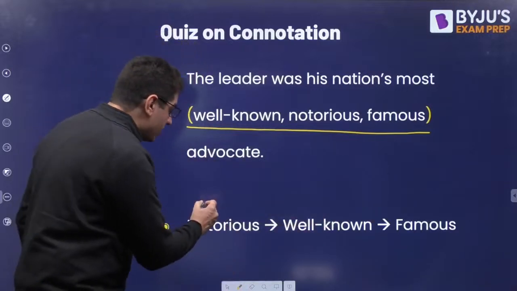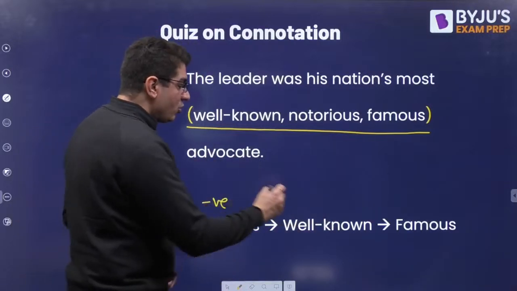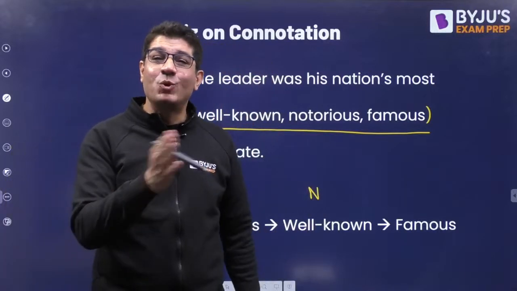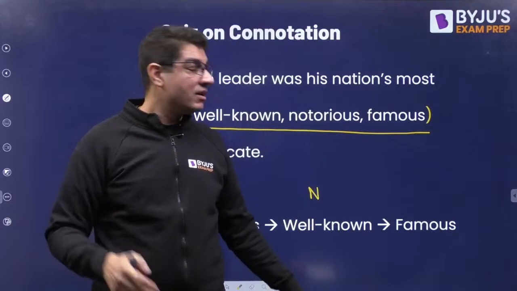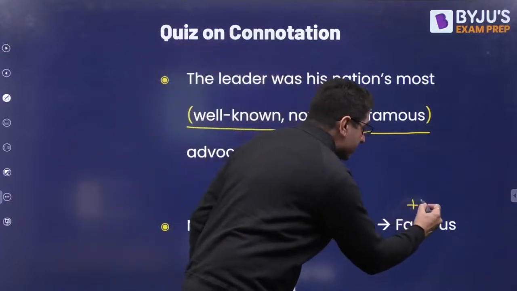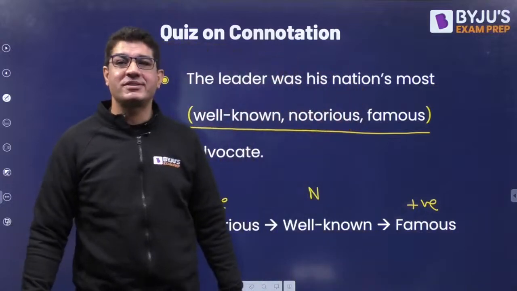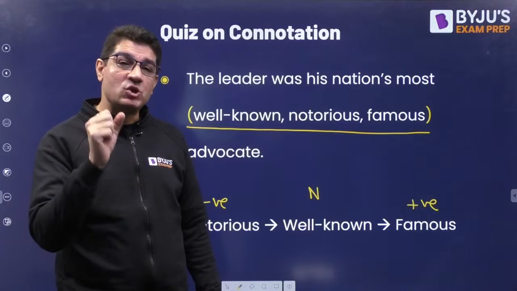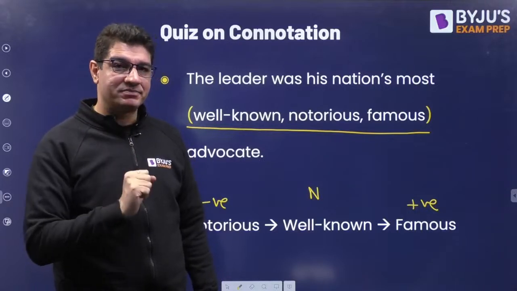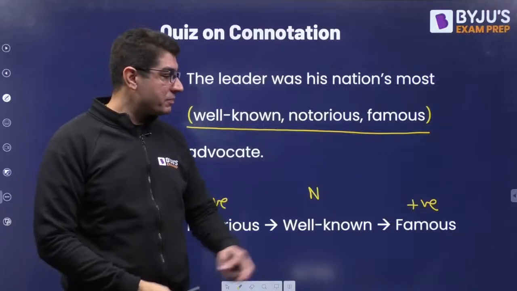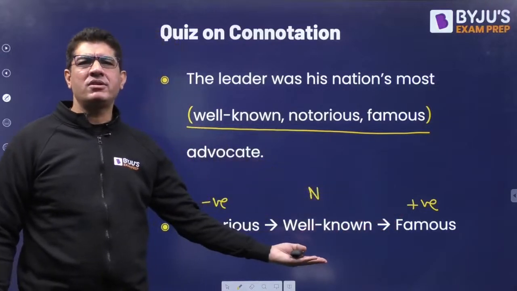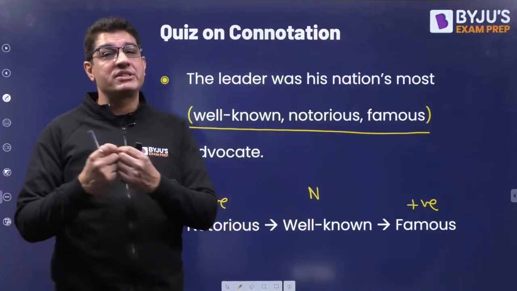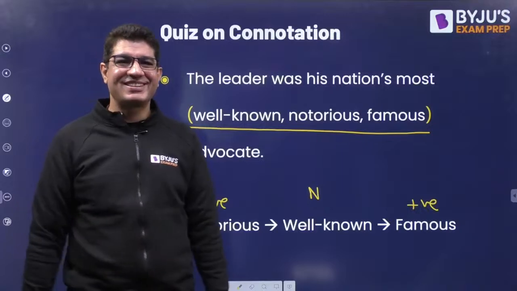So you notice, notorious is negative, well-known is neutral. We do not know whether the person is well-known for something that is good or something that is bad. And then of course you have famous, which is positive. So notorious tells you that the person is known for something bad. Famous, known for something good. Whereas well-known is well-known, but you do not know whether he is known for something which is positive or something which is negative. Right?